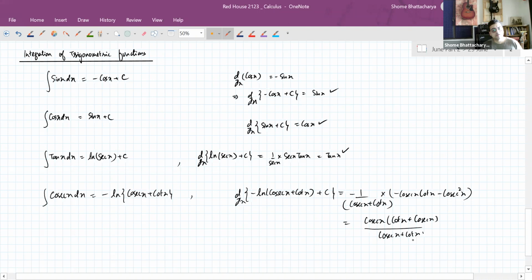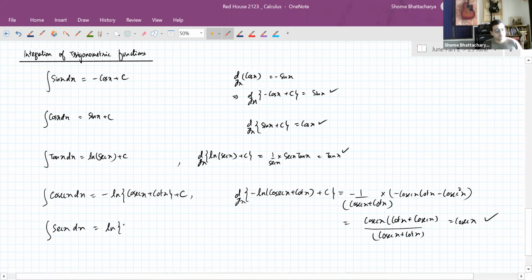Okay. So that reduces to cosec x. So it's a bit lengthy, the logic of this formula. But anyhow, this is something that you have to memorize: the indefinite integration of each of the 6 trigonometric ratios or trigonometric functions.